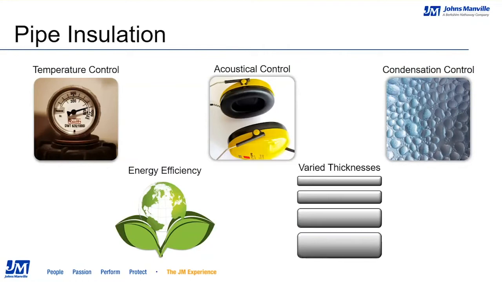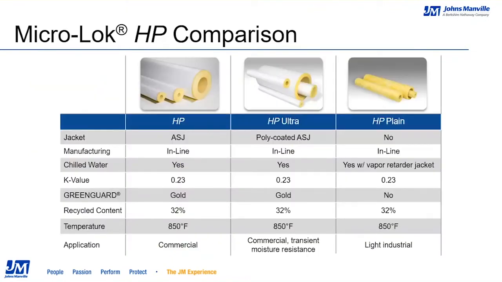And as we've already discussed, insulation reduces the energy demand on systems, therefore contributing to energy efficiency. JM's Microlock pipe insulation is offered in a variety of thicknesses, from 1/2 inch to 5 inch, in order to meet an array of applications and requirements. This is an excellent slide for comparing the differences across JM's fiberglass pipe offerings. Again, there's Microlock HP, Microlock HP Ultra, and Microlock HP Plain, and the primary difference between the 3 is the jacket or the lack thereof.